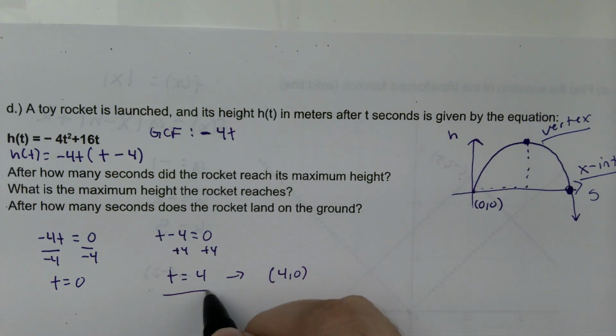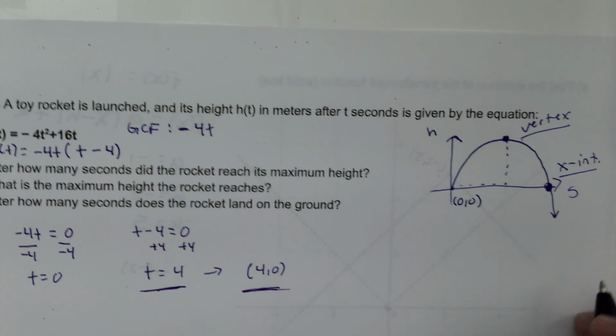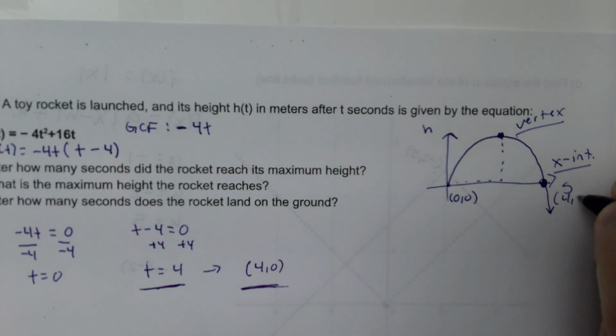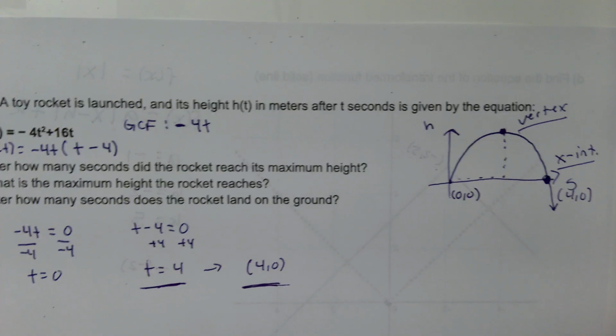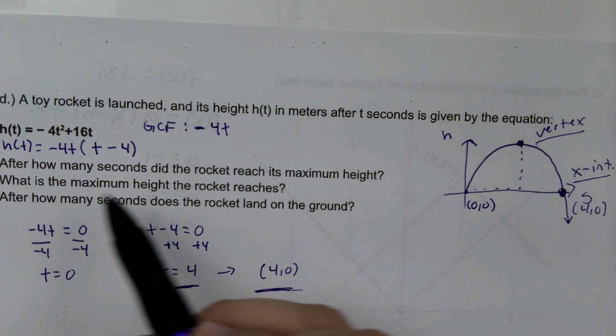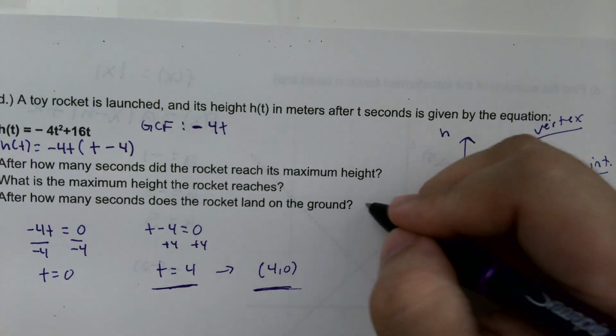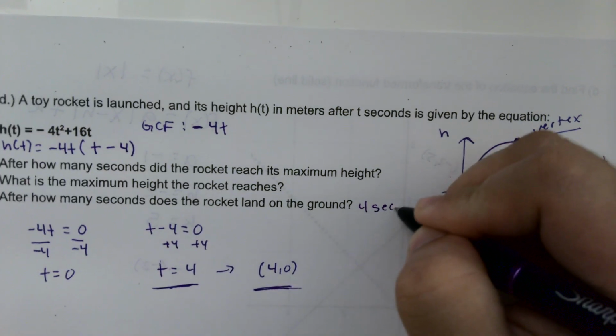Again, this is a root. This is the x-intercept. 4, 0. And what does this represent? After how many seconds does the rocket land on the ground? Well, after 4 seconds.